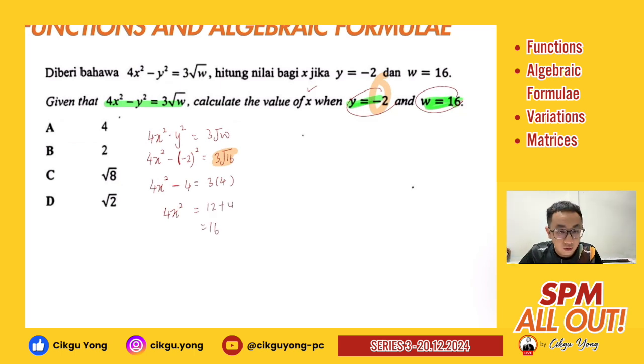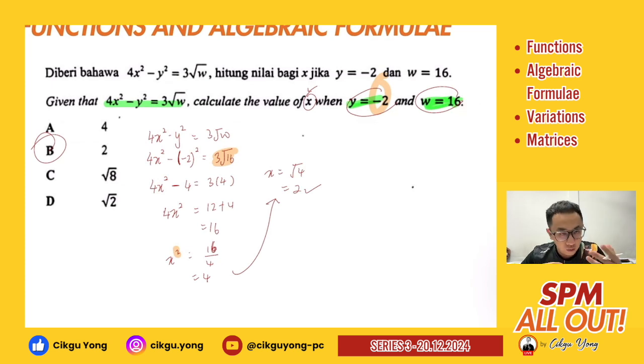And continue whatever that you are doing now. To get your x value, you need to shift your 4 away, so you have 16 over 4, you get 4. And from here, to get your x value, to eliminate your square, you need to square root whatever that you have. And basically B is your answer, right?